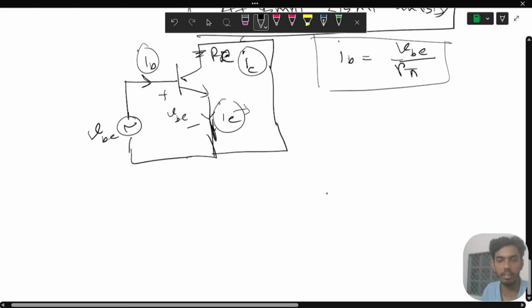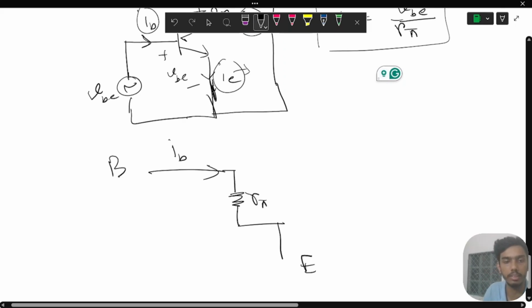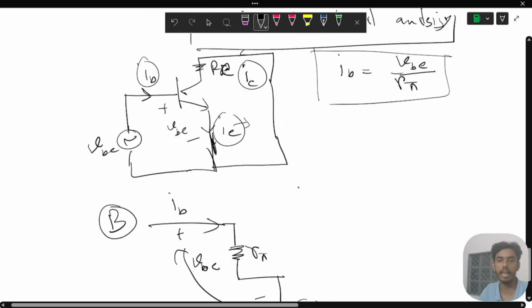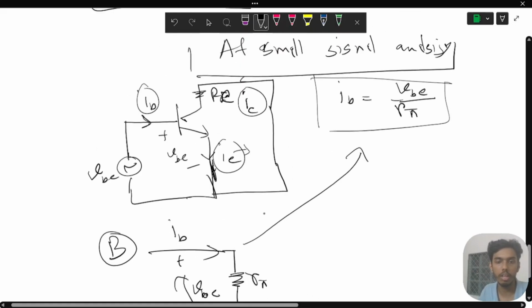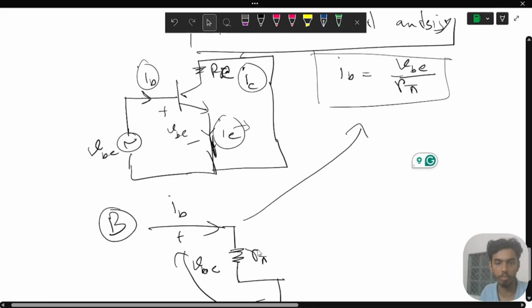So we can just draw this circuit, where my IB comes here, goes through R pi and goes to the emitter terminal. So this is my emitter terminal, this is my base terminal, and this is the V small b base emitter voltage. We can see that this is the exact model which you have here. So this equation represents this model. So we have already done half of our job. We have already converted this base emitter junction to an equivalent circuit.